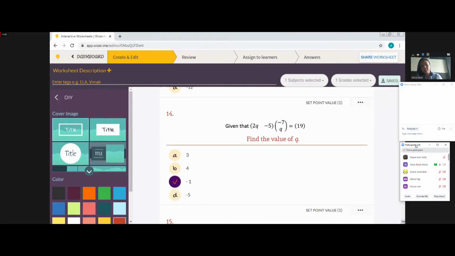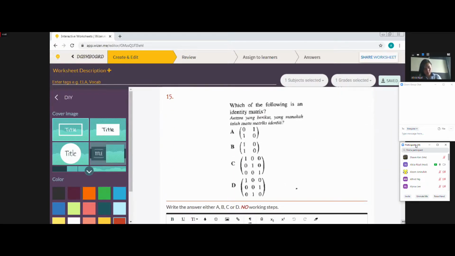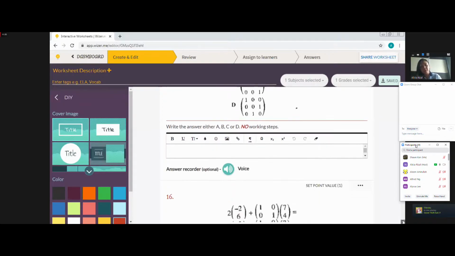14 is C. Now this one here, 15, the answer should be C. So you put A, the diagonal one should be on the left, not this side. So I saw the answer is A, it should be C. There's only one answer here. A, B, and D are not an inverse, they're not an identity matrix. So the answer is C.